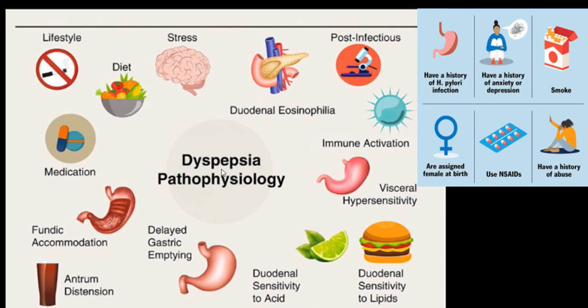And then after investigation, we try to differentiate between the two broad groups in dyspepsia, that is the organic group and the functional group. A person might have a history of H. pylori infection, anxiety and depression, smoking. Males are more commonly affected than females.